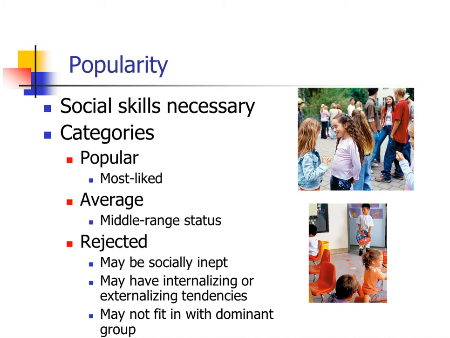First off, when we look at social skills, they are necessary. And when we look at social skills, we might look at popular, which are the most liked, the average, which is the middle range, and then the rejected, who may be socially inept or may have internalizing or externalizing tendencies and may not fit in with the dominant group. And in many ways, this can actually be a good thing. So when do kids start to see who's popular and who's not? Well, this generally comes at around the second or third grade. And this is when it becomes an issue.